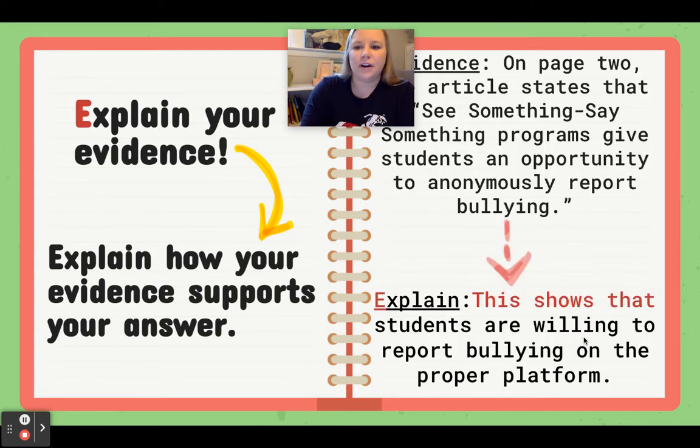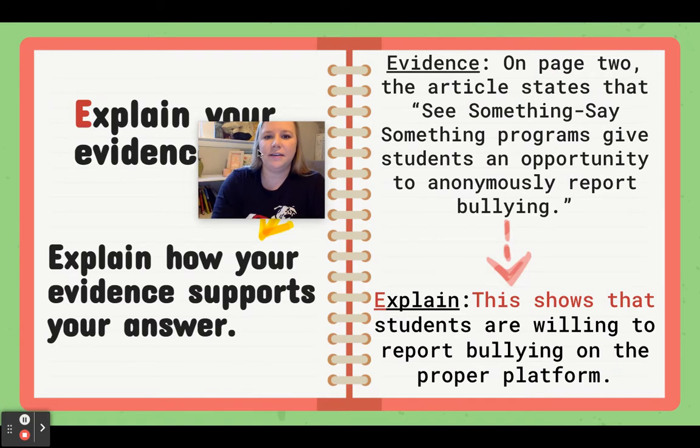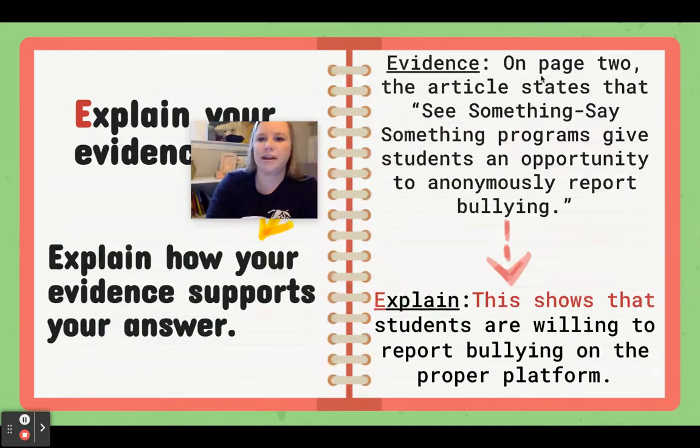So if we return to our evidence for bullying, that was on page 2, the article states that See Something, Say Something programs give students an opportunity to anonymously report bullying. We could explain this quote by saying, this shows that students are willing to report bullying on the proper platform, all right? We didn't just reword the quote. We showed what it means, okay?